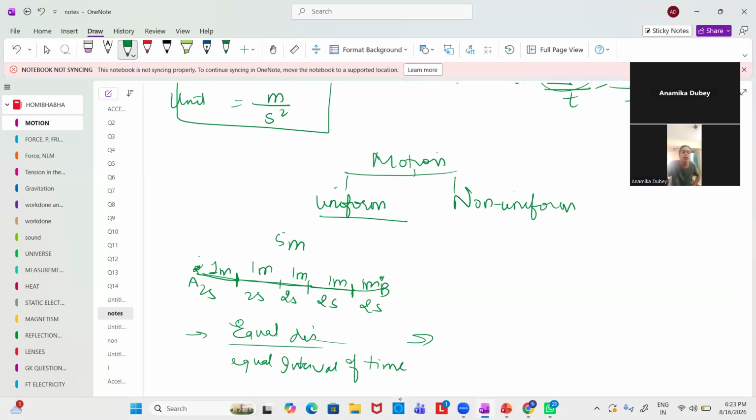And in non-uniform motion, it may cover distance or time unequally. For example, if I am considering a distance of 1 meter, 1 meter, and again 1 meter for 5 meters, he may cover the first 1 meter in 2 seconds, then 3 seconds, then 1 second. That means here the distance is equal, but the time is unequal. Or we can say it can cover unequal distances in unequal time, equal distances in unequal time, or vice versa. So that will be non-uniform motion.